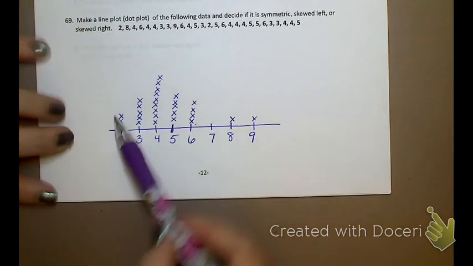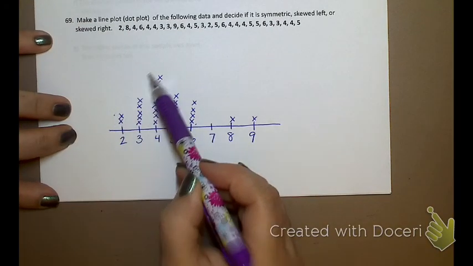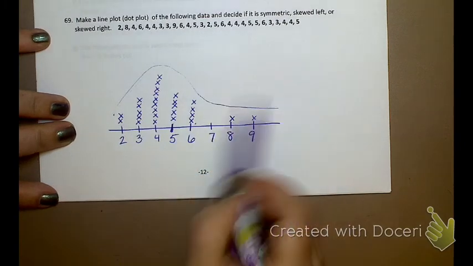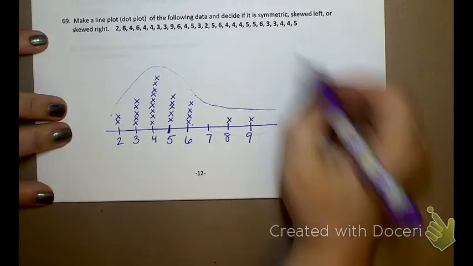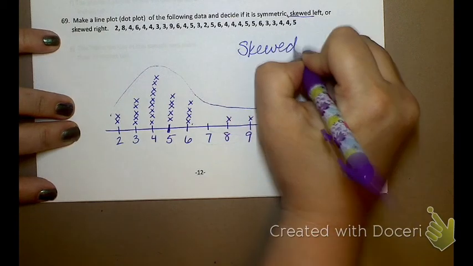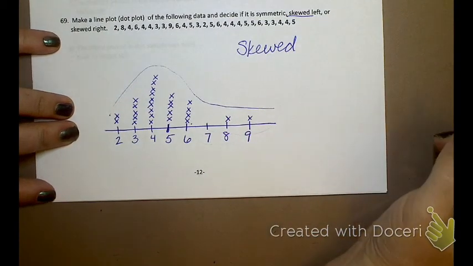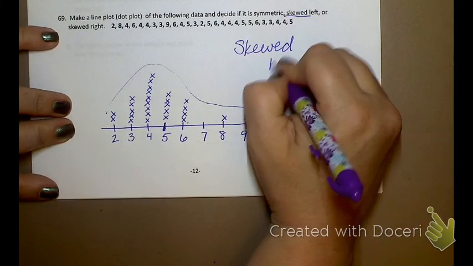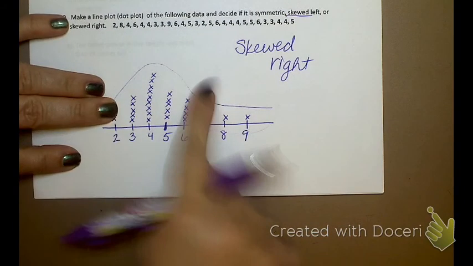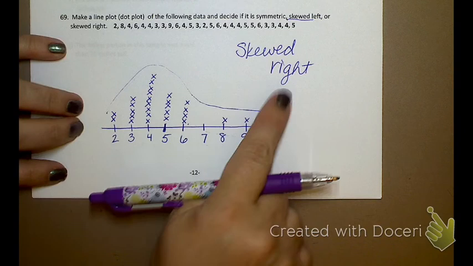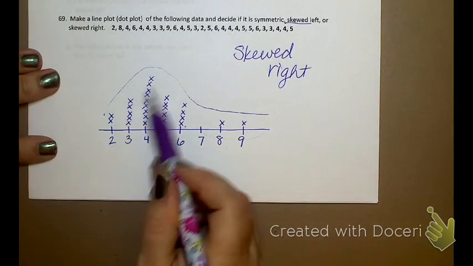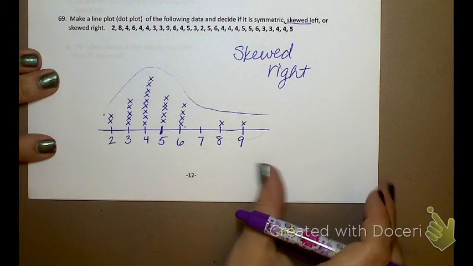Now, if I look at this, do you see how there's the big bump over here? And then it has a little tail over here. If the tail is over here, what does that mean? It is skewed. But what direction is it skewed? It is skewed to the right. If the tail was on the left and the bump was on the right, that's when it's skewed to the left. It's whatever side the tail is on. Symmetric would mean that your bump is in the middle. Okay, kind of like your normal bell curve.